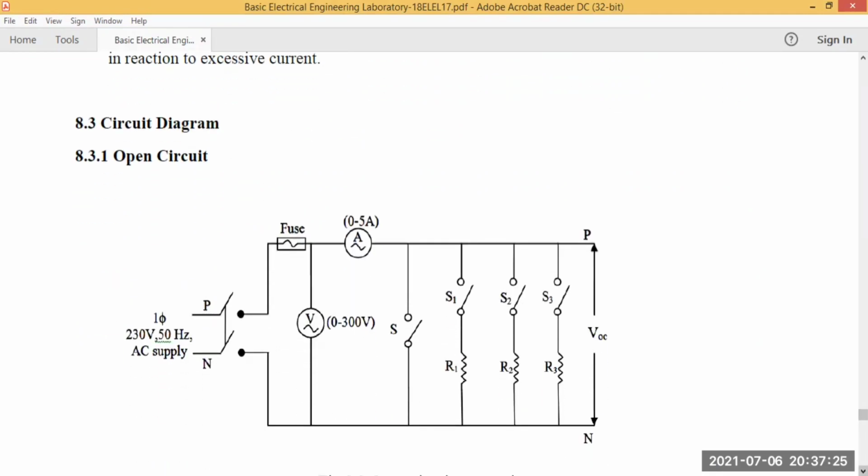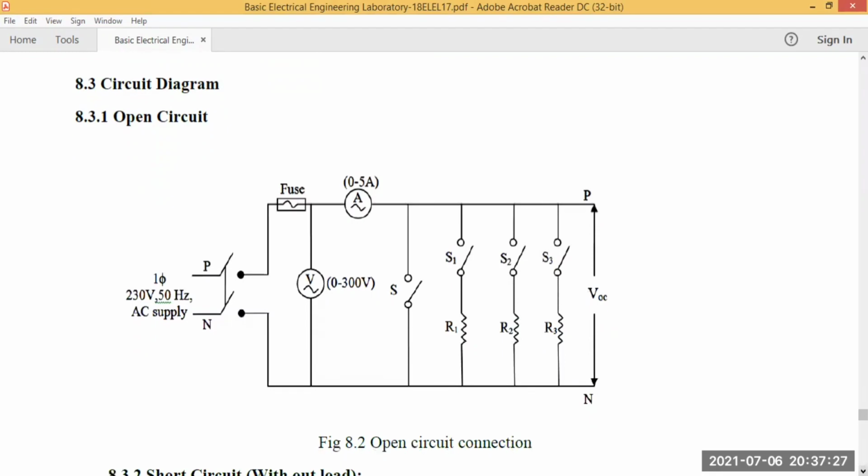So this is the circuit diagram for the open circuit. In this open circuit, we have a single phase input. It is connected to the fuse, and there is a voltmeter and an ammeter connected in series with the switches, and the voltmeter is across the switches. There are three resistances R1, R2, R3. All the switches are open and the output side is also open. Then it is called an open circuit connection.